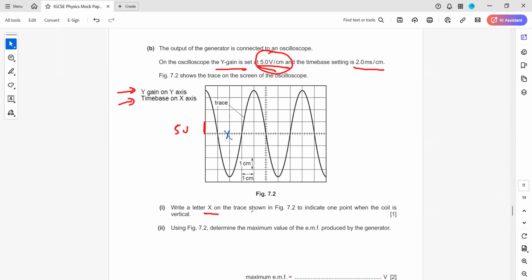Write a letter X on the trace shown to indicate one point when the coil is vertical. When the coil is horizontal, it has a maximum induced EMF. When vertical, it will have a zero induced EMF. Because horizontal is maximum, vertical is zero. So I can mark here, or here, or these points. Any one of them I can mark, because when it is vertical, the induced EMF is zero.